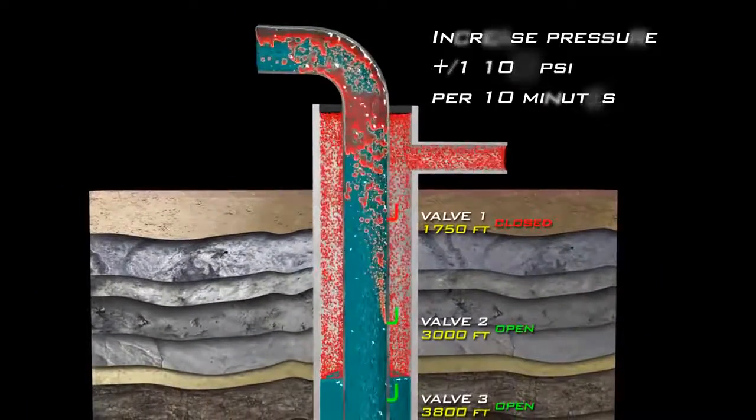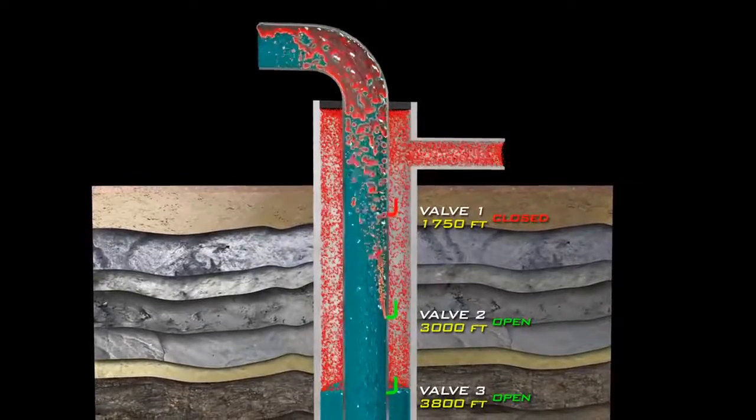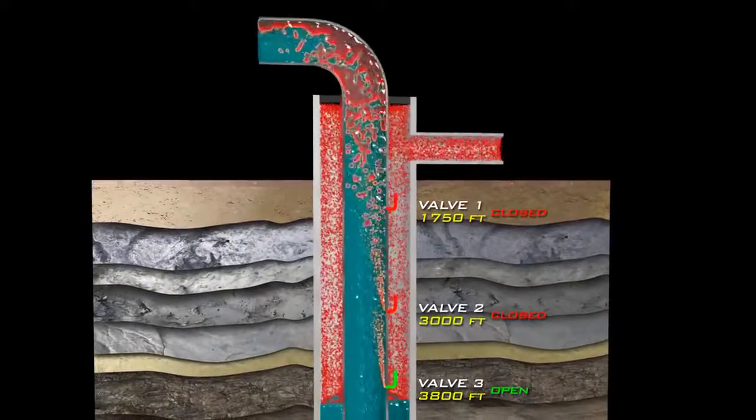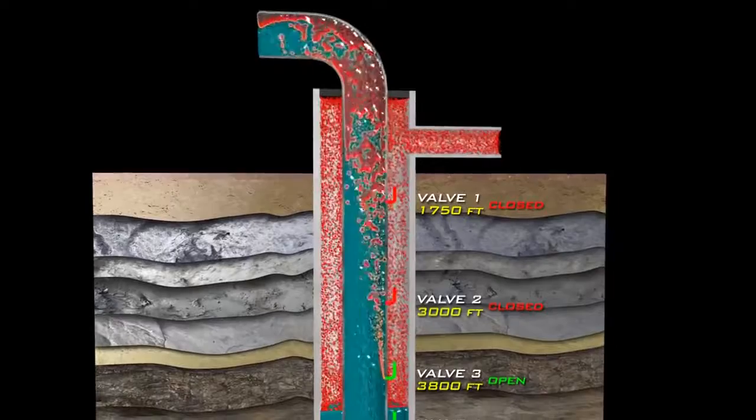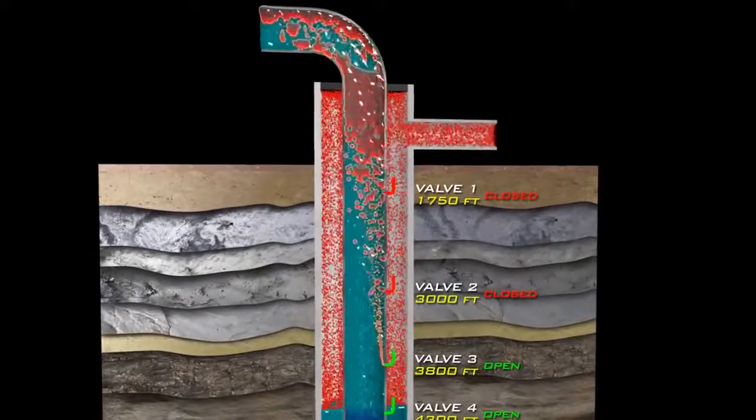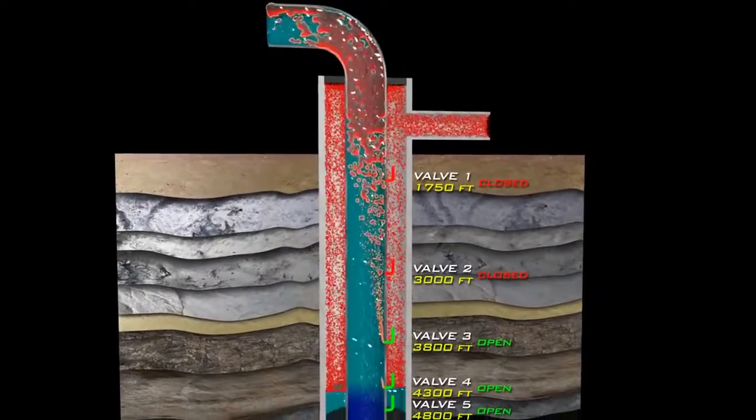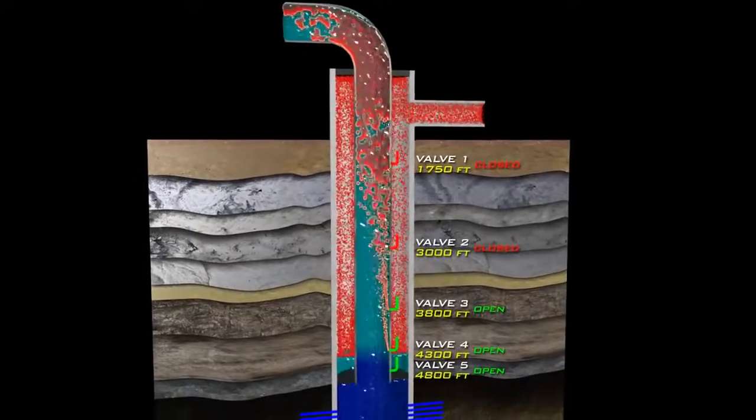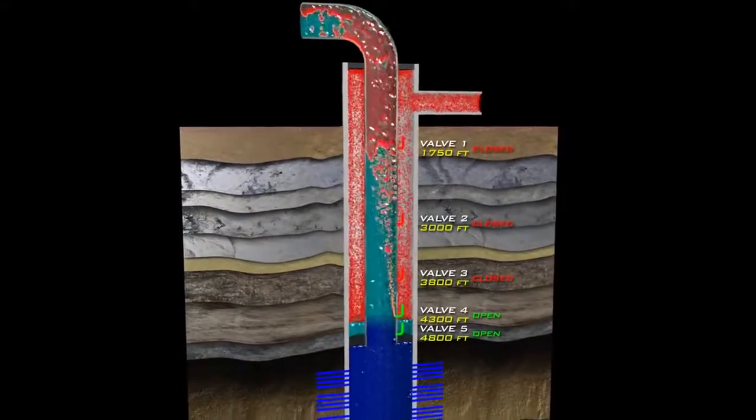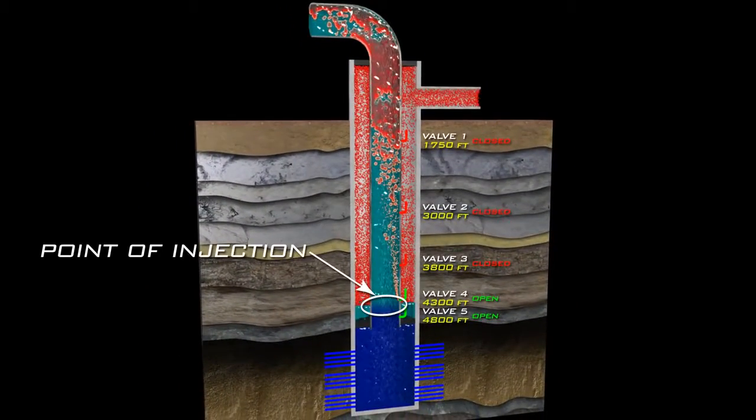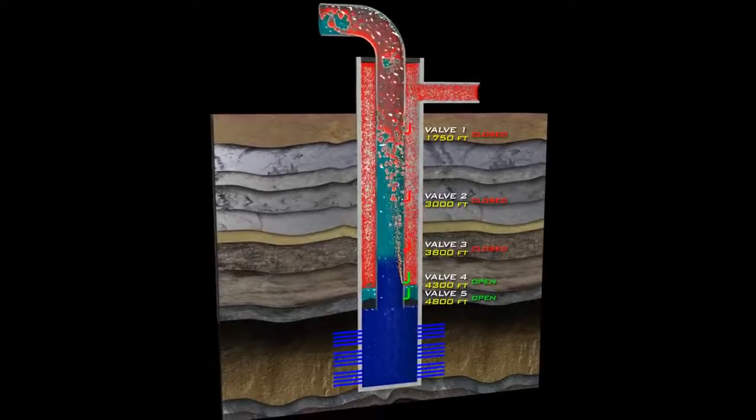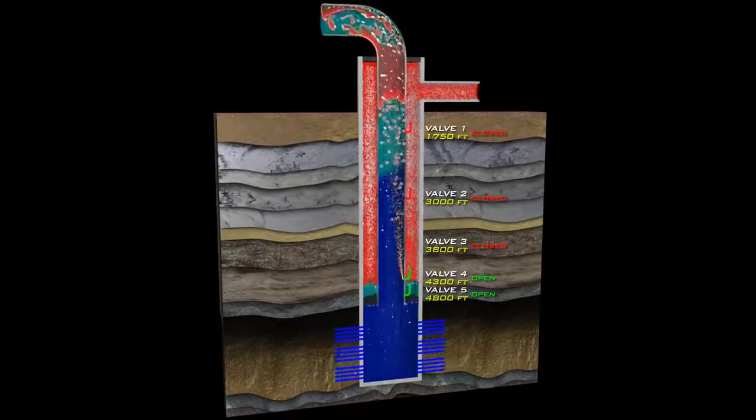The annular pressure decreases, and the top valve closes. Each lower valve stays open until it becomes the gas injection point. As this happens, the valve above it closes. The transfer of gas injection continues downward until the point of injection is reached. During this process, both the tubing pressure and the flowing bottom hole pressure continually decrease, which increases the well's production rate.